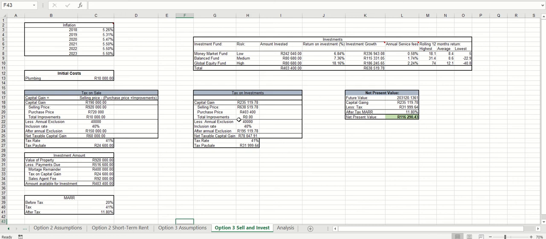Sorry about the sound. And after paying that, we were left with 203,000 Rand. And our final net present value is 116,290 Rand.